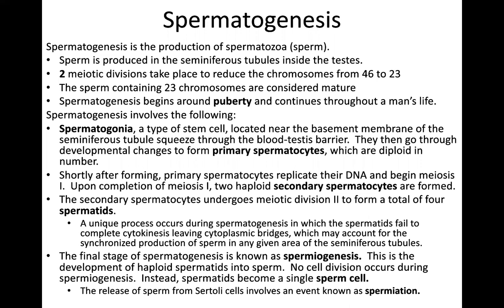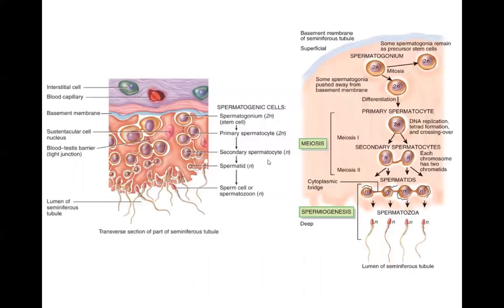Okay. It involves the following. Beginning with cells called spermatogonia, a type of stem cell located near the basement membrane of the seminiferous tubules, which are able to squeeze through the blood testis barrier, where they then go through developmental changes, forming into primary spermatocytes, which are still diploid in number. So we're still at this stage containing 46 chromosomes.